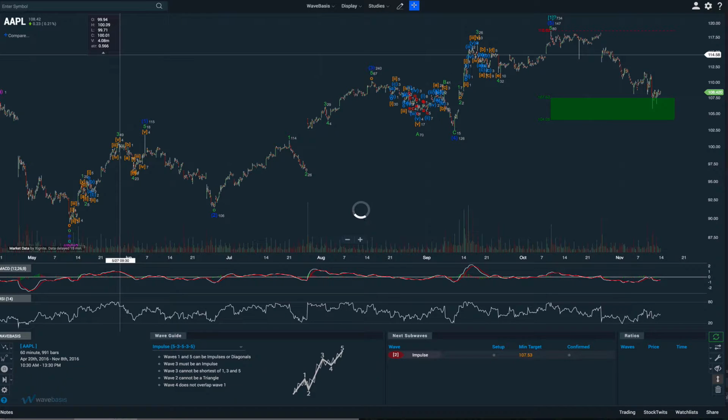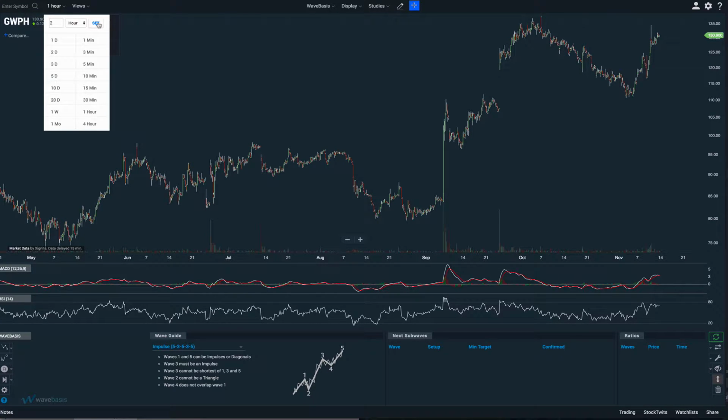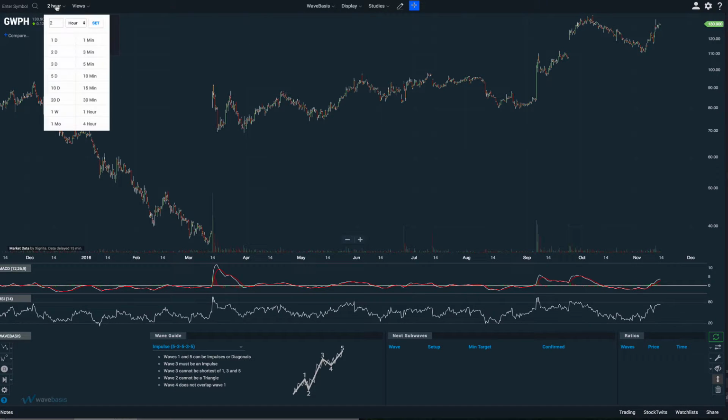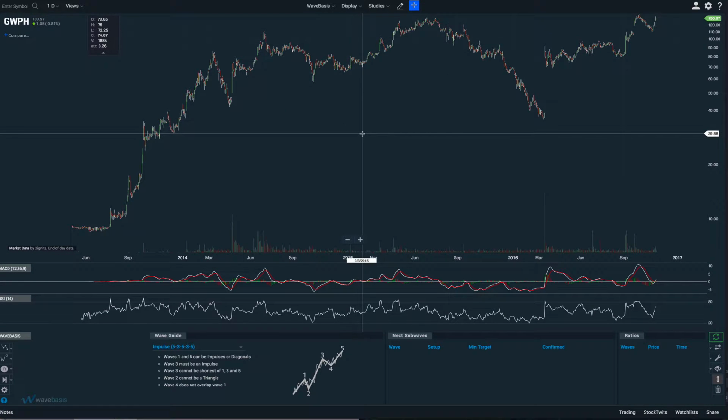Let's look at GWPH. This is a pharmaceutical company. Look at the 2-hour. Okay, and again, if we zoom out a bit here, just so you can get a better sense of what started our interest in this. This is a relatively new stock. We have a long rally here, followed by a pretty major correction, and the start of what looks like to be a new rally. So we can consider this a significant turning point.